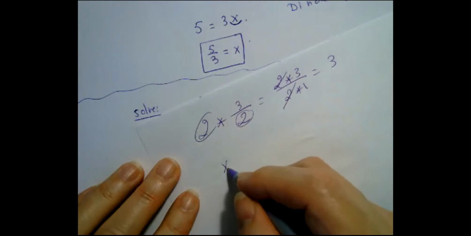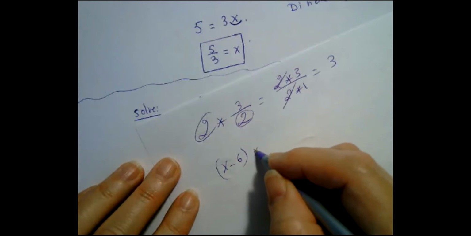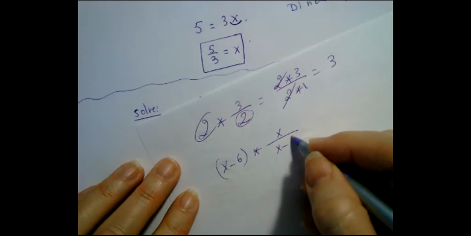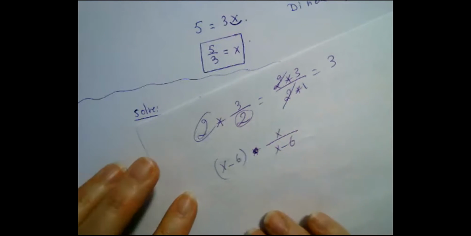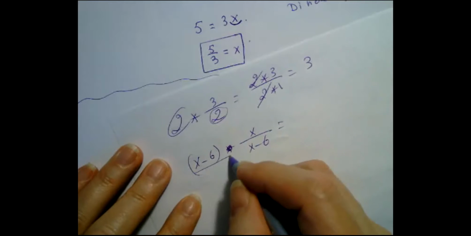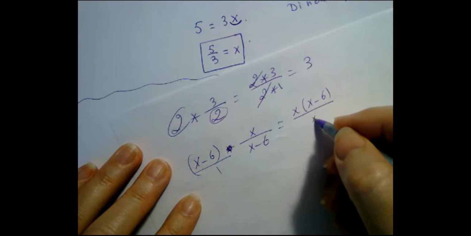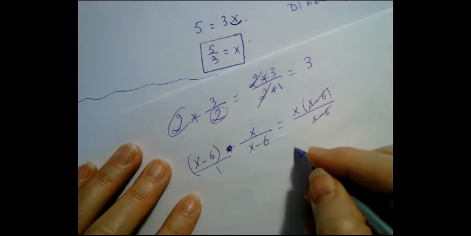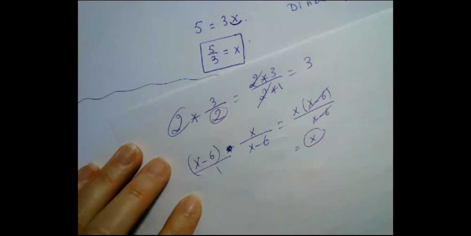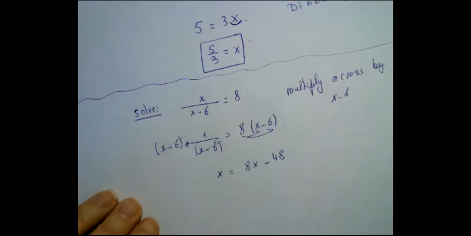And that's the same thing. If I have x minus 6 times x over x minus 6 multiplied, this is basically x multiplied by x minus 6 over x minus 6. Those simplify and give me my x back. So that's really the benefit of doing this.